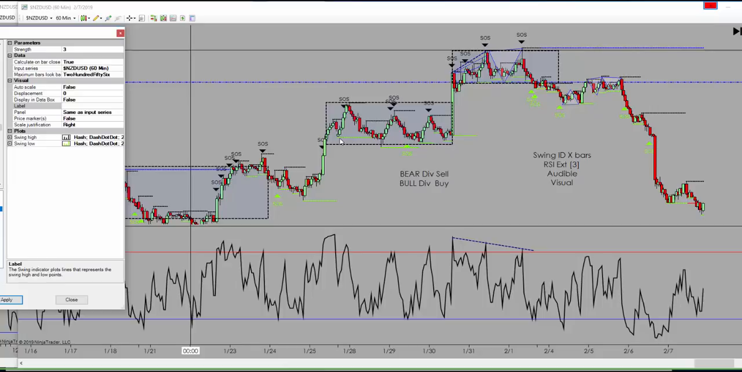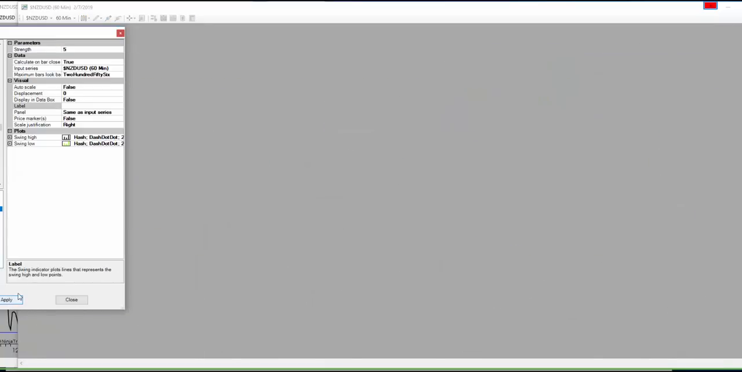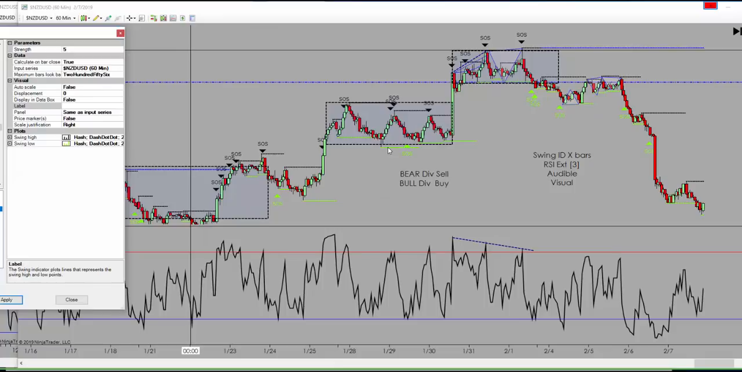Okay, so let's take our swing strength, just for the purpose of the visuals here. I'm going to move it up to 5. That's the next Fibonacci sequence number. And you'll note we go from 1, 2, 3, 4, 5, 6 swings inside of this box. Left click apply. We go down to 1, 2, 3, 4. Okay, we have fewer swings.